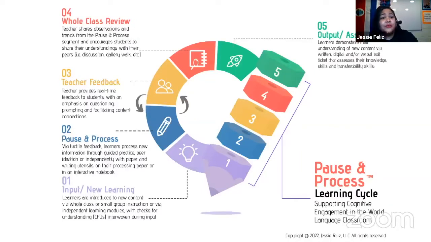Step 4 is that whole class review, where you share different trends that you observed. You also can have kids do a gallery walk. Let me go back to another pause and process strategy that I love, that small group. So after you have the input, the introduction of new learning, I like to give a large sheet of poster paper, and in groups of 4 around a table, I have them draw 4 triangles, or they make a line at the diagonal line to make 4 triangles on the 4 edges of the paper.